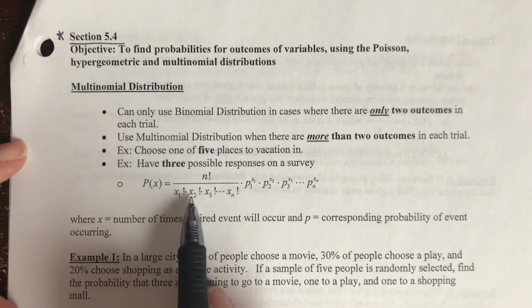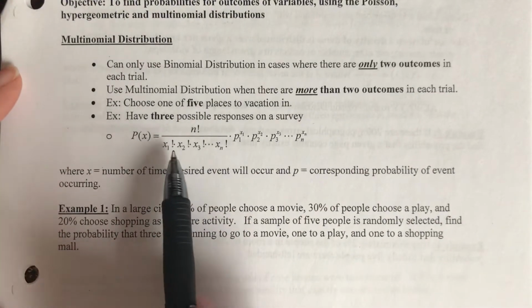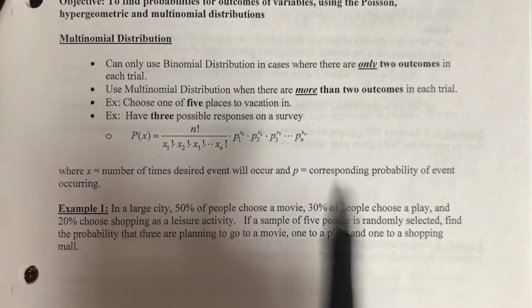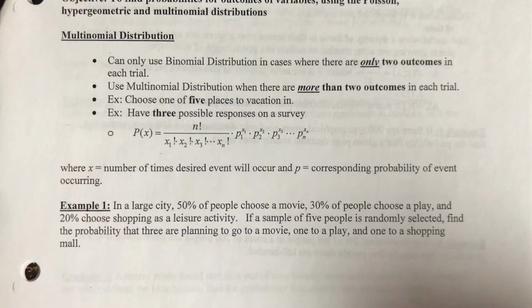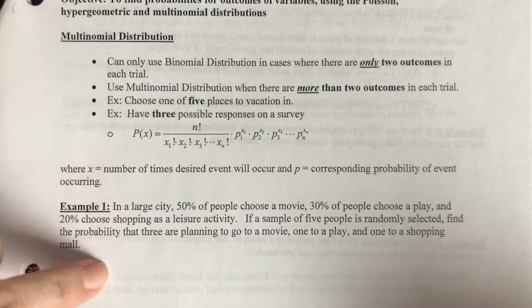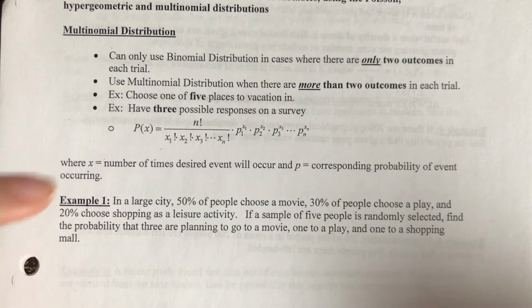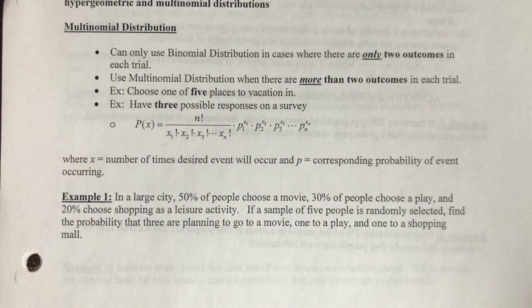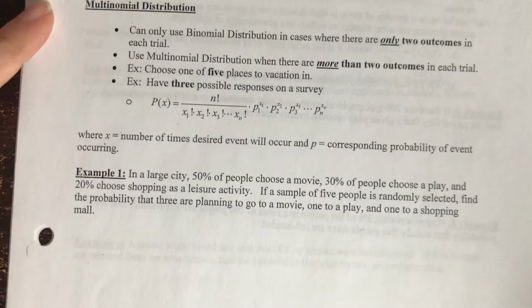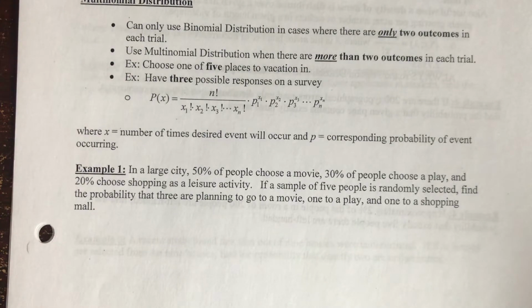Here's your formula. That again is probably one of those that you're like, oh my goodness, and it's really, really not that bad. So I'm actually going to describe it after we set up the first example, and then I'll show you how to put them together. So in a large city, we have the categories of 50% of people choose a movie, 30% of people choose a play, and 20% choose shopping as a leisure activity.